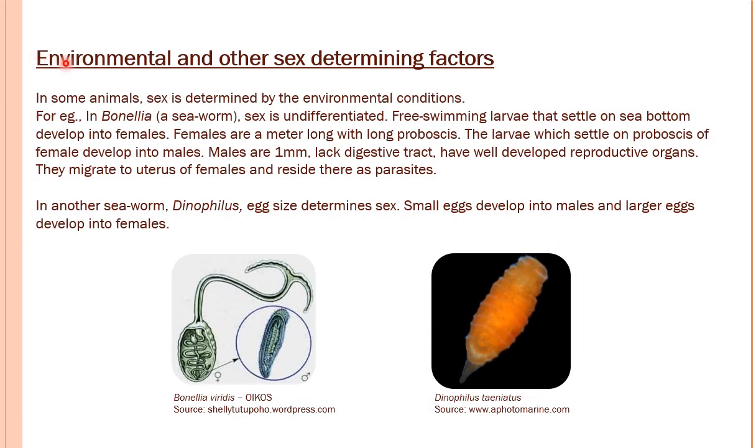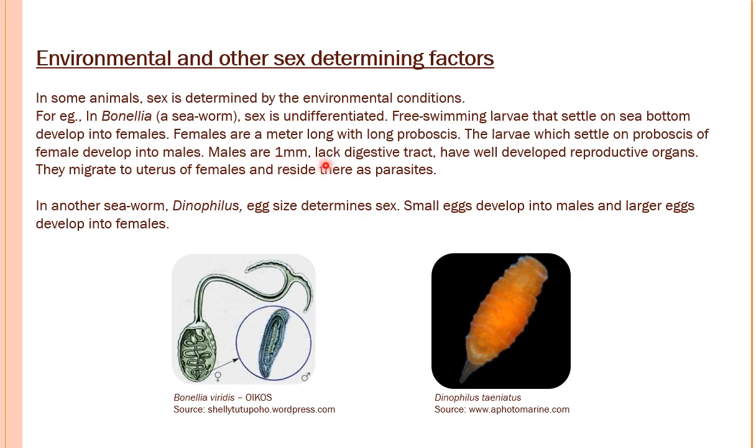Now we will discuss environmental and other sex determining factors. In some animals, sex is determined by the environmental conditions. For example, in Bonellia, a sea worm, sex is undifferentiated. Free-swimming larvae that settle on the bottom develop into females. Females are a meter long with a long proboscis. The larvae which settle on the proboscis of a female develop into males.